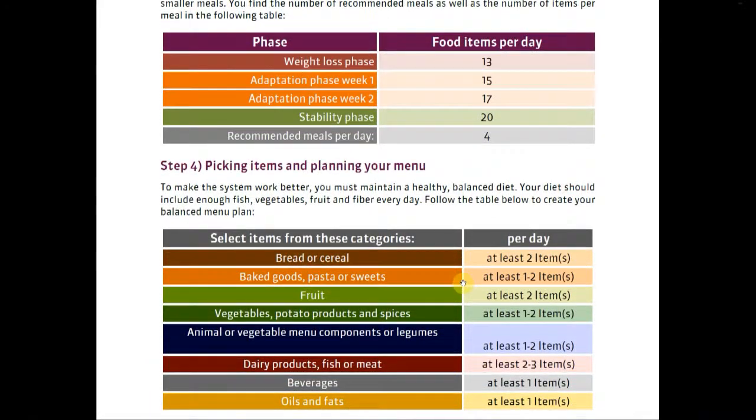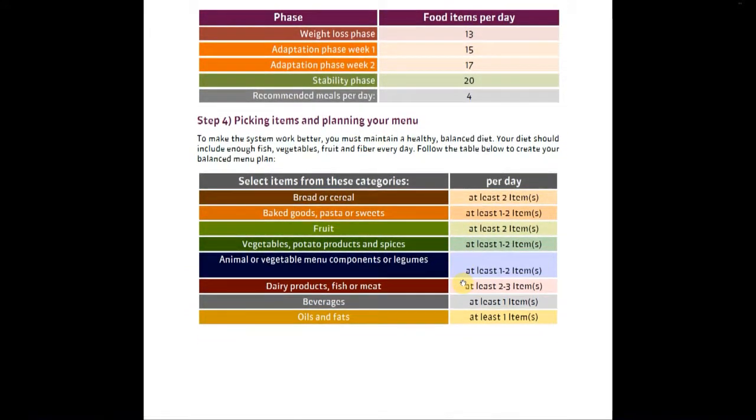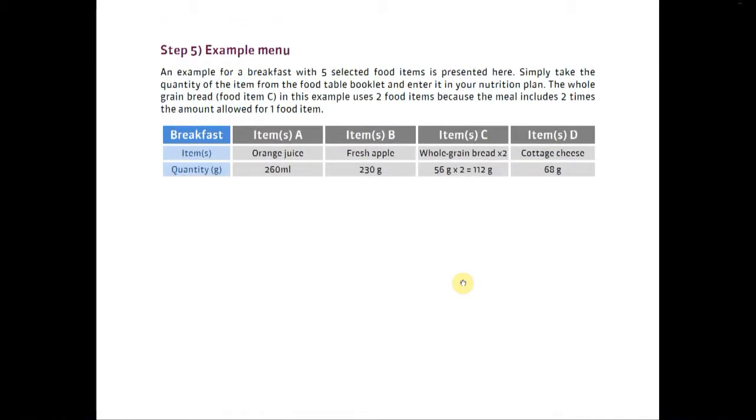All right, now let's look at how a typical breakfast could look. That's on the next page. So if you go here, you can see a typical breakfast that a person has decided to create for him or herself. Orange juice, one food item, that would be 260 milliliters for this person. A fresh apple, 230 grams. It's 1.5 apples probably. Then whole grain bread. Now this person is carbohydrate sensitive, so bread is quite a small amount. It would be 56 grams. So this person decided to invest 2 food items into bread. So it's basically 56 grams times 2, that's 112 grams.